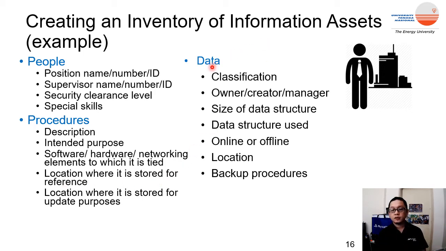The third is classification of data. So this data can be user data, sensitive data, or your allowance information, for example, your vendor information. This can be under the category of data. So you have this information such as classification, the owner of those data, the size of the data, the data structure used, is it offline or online data, the location of the data, and the backup procedures related to that data. So this is just an example of how you categorize your information asset.